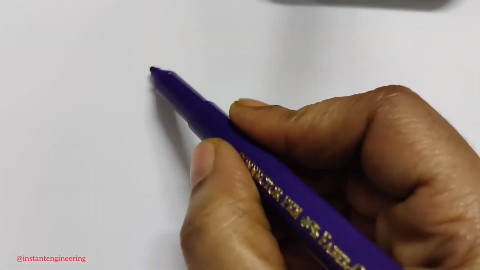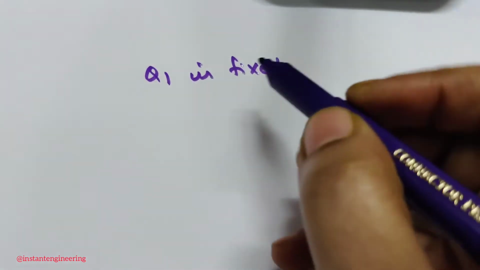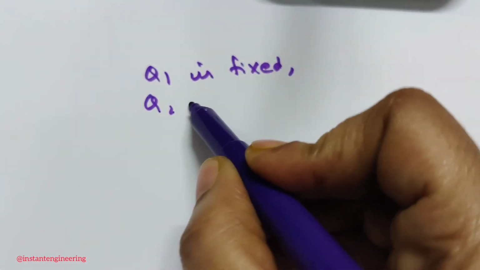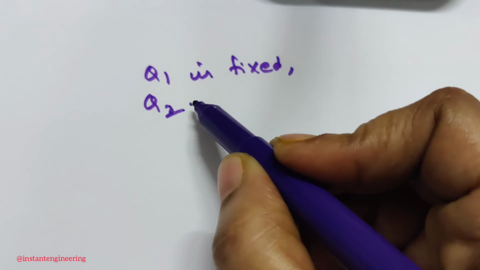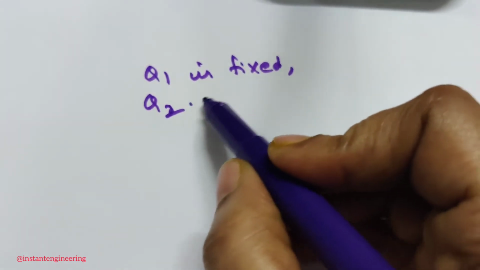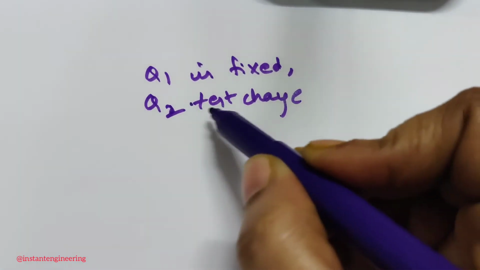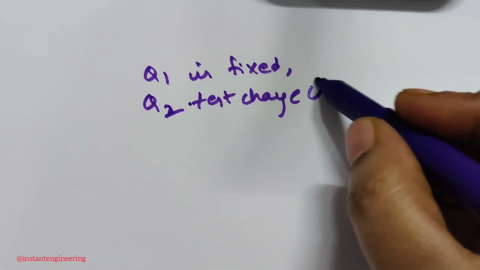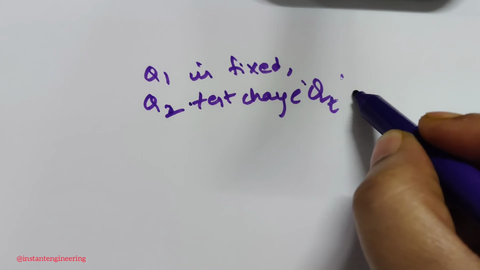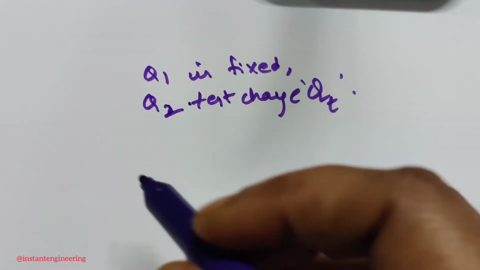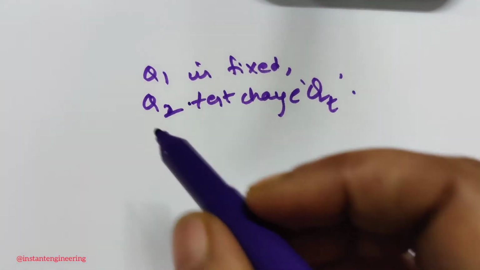Now we have Q1 charge fixed, right? Next we will take Q2 and replace it by a small test charge. We will consider it as a test charge, because we are testing this with Q1, and write it as QT. Now we will see the force on QT, this Q2.